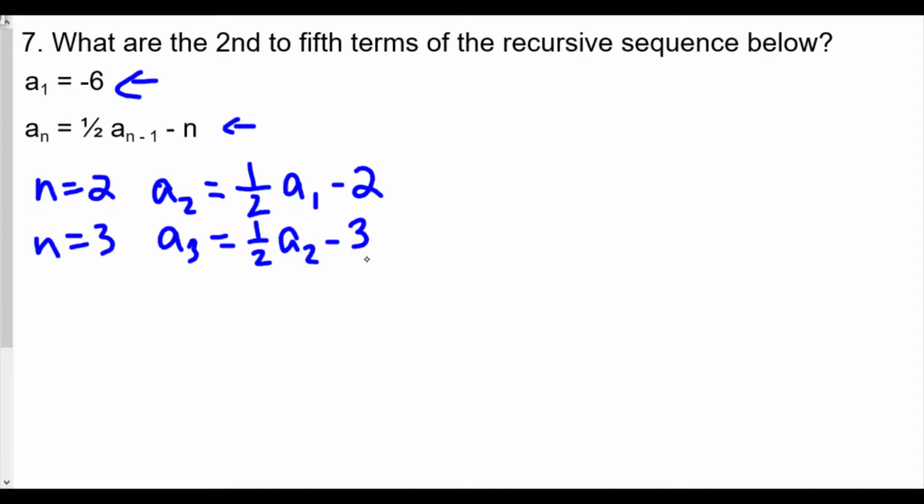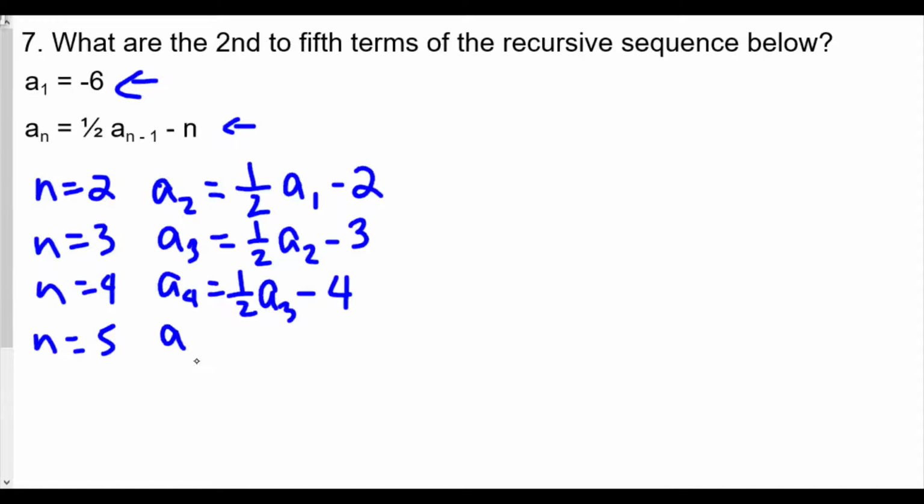So we're going to take away 2 when we find the second term, take away 3 when we find the third term. When n equals 4, a4 equals 1/2 of a3 minus 4. And finally, when n equals 5, a5 is equal to 1/2 of a4 minus 5. So now we have our formulas written out, and all we're doing is plugging numbers in, figuring out each term and using that term to find the next one. So we have to be very careful though.